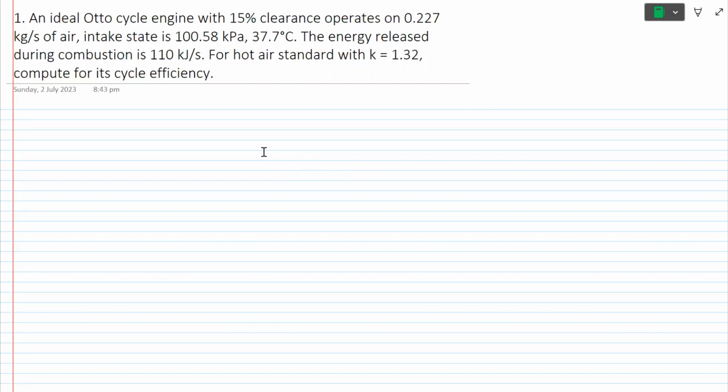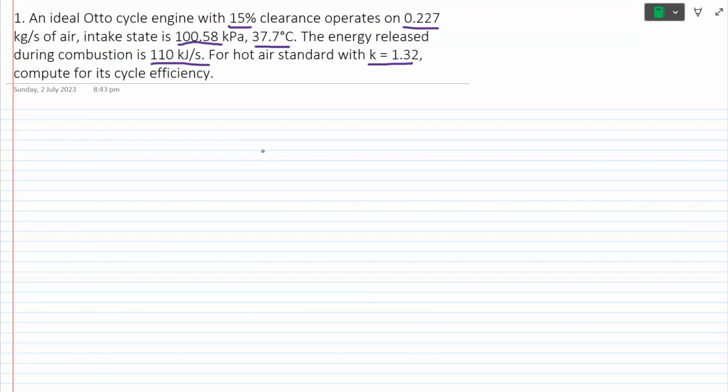So number 1, an ideal Otto cycle engine with 15% clearance operates on 0.227 kilograms of air. Intake state is at 100.58 kPa, 37.7 degrees Celsius, and then the energy released during combustion is 110 kilojoules per second. Hot air standard with k equals 1.32. Compute for its cycle efficiency.